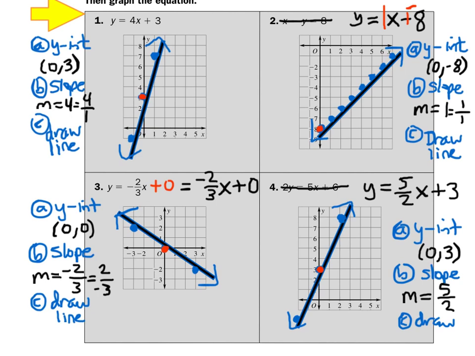So now I have all these dots, so I drew my line connecting the dots, and I put arrows on both ends. So that is the equation. That's the picture of this line. Take a look at number 3.